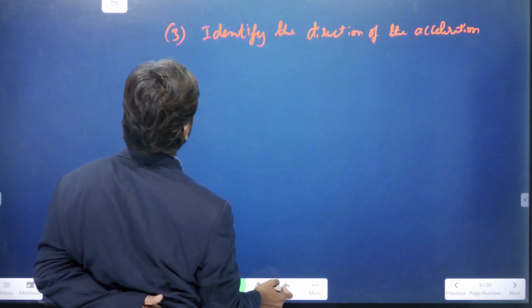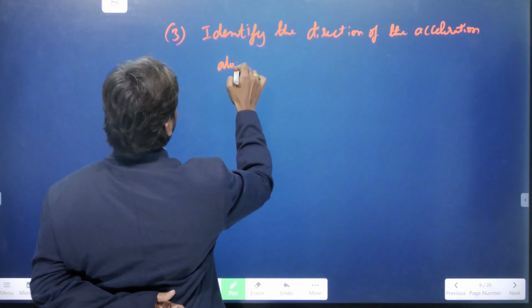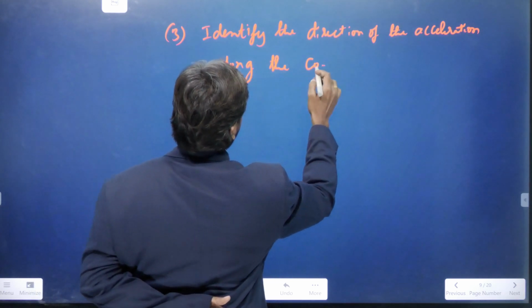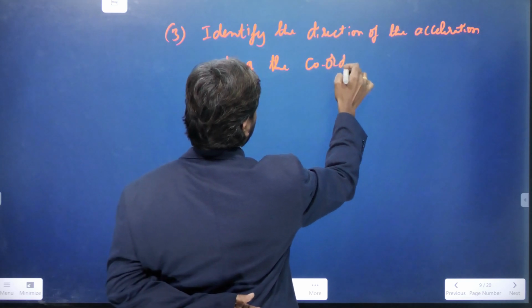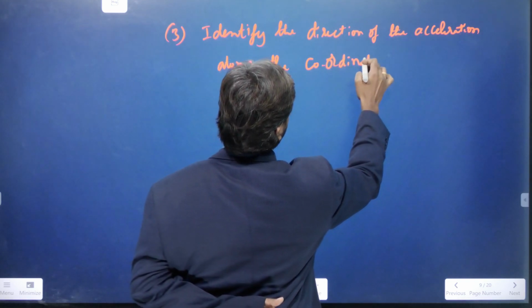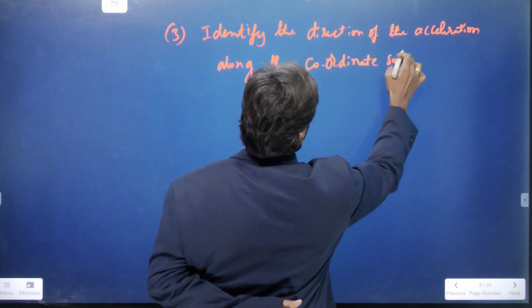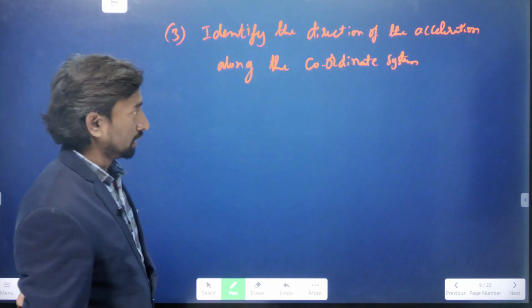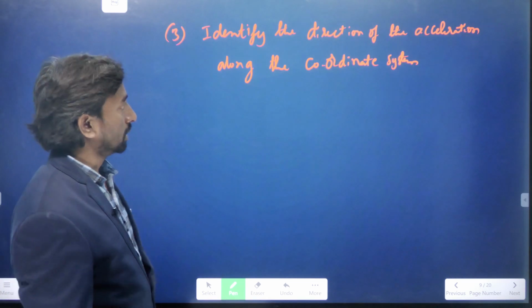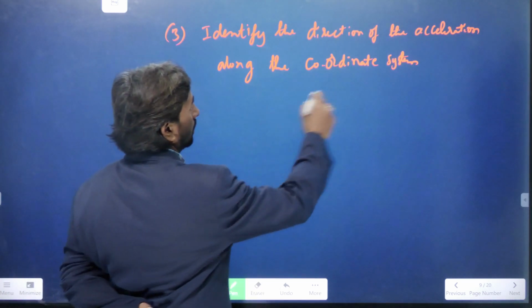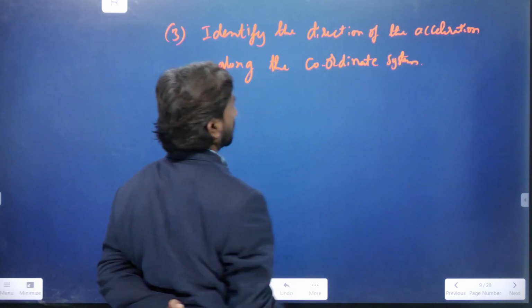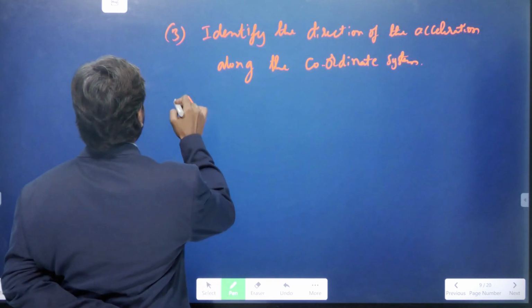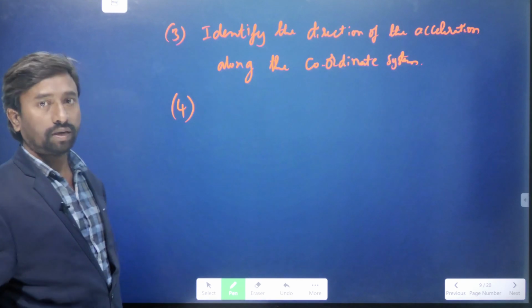Along the coordinate system. So which coordinate, along x coordinate or y coordinate, in which coordinate the acceleration of the body is taking place, that we should identify. And finally, we should write the equations.